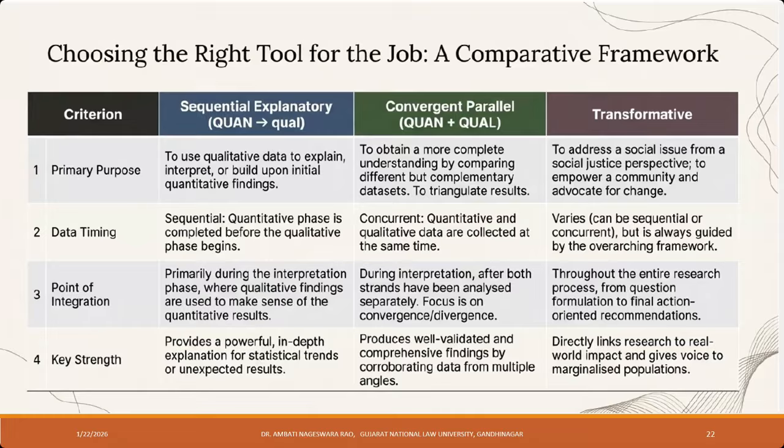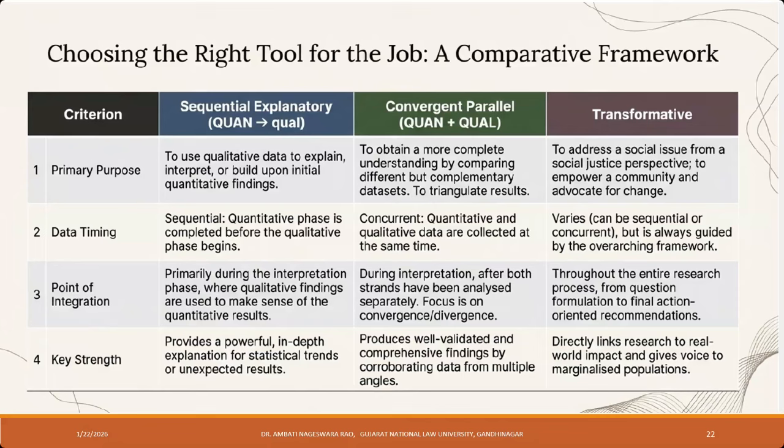Data timing: the first is sequential. Second one is concurrent. Third one, it can be anything. It can combine. We have flexibility. Point of integration: primarily during the interpretation phase, where qualitative findings are used to make sense of quantitative results. Concurrent: during integration, after both data sets have been analyzed separately, you're going to combine them and come up with the interpretation part. Whereas when it comes to transformative, throughout the entire research process, starting from the question and framework, both open-ended questions and closed-ended questions, we are going to have the same research tool.